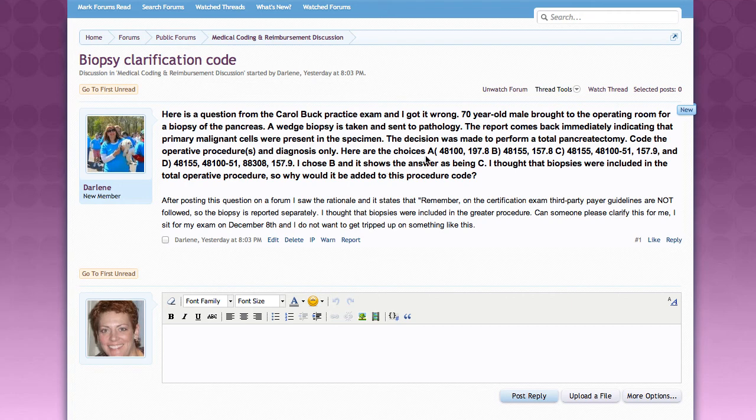Here are the choices. What I like to do is just list them out here. Let me just grab all these. So Darlene is asking about more of the CPT issues. Why is the biopsy not bundled?